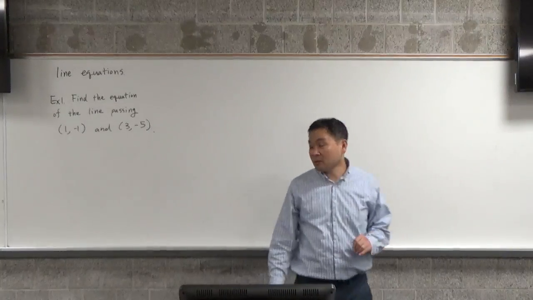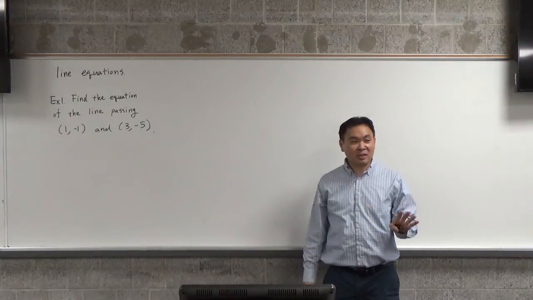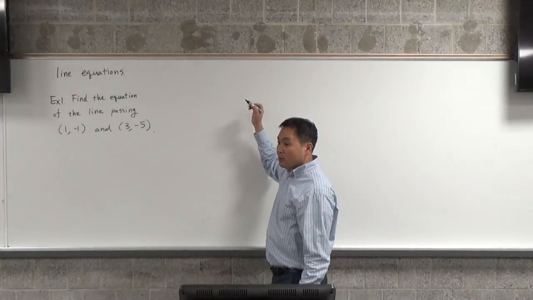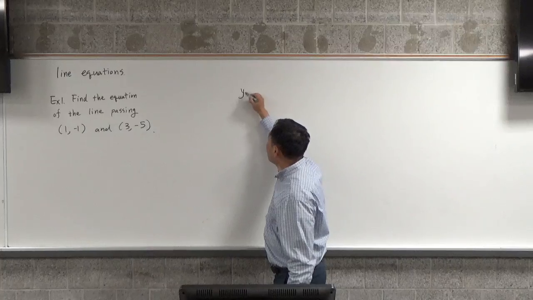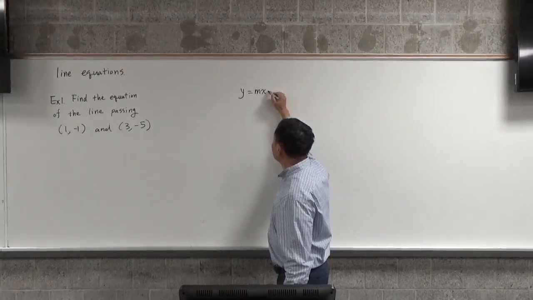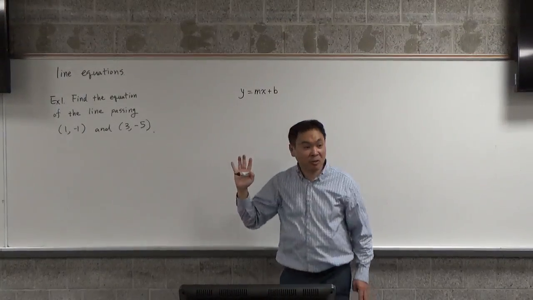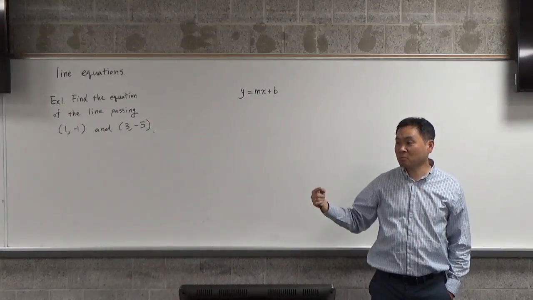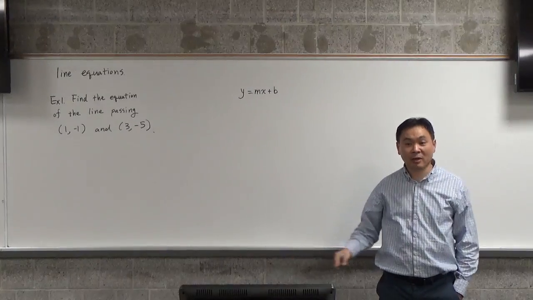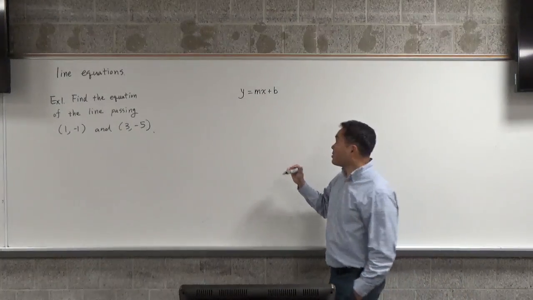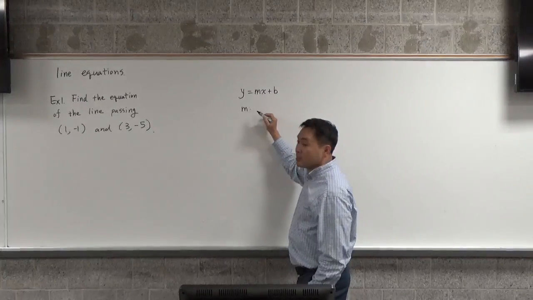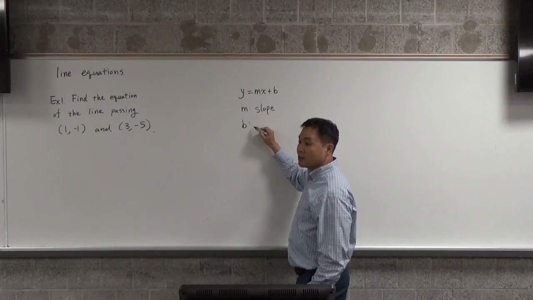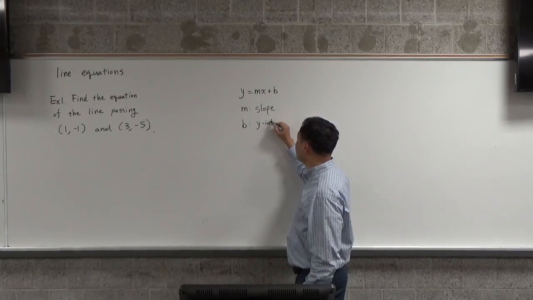I'm assuming that you've seen line equations before, okay? All right, so you probably have seen that y equals mx plus b is the equation for the line, right? Anything that looks like this should have a graph that's a straight line on the plane. Let me ask now, what is m? It's called the slope. What is b? It's the y-intercept.